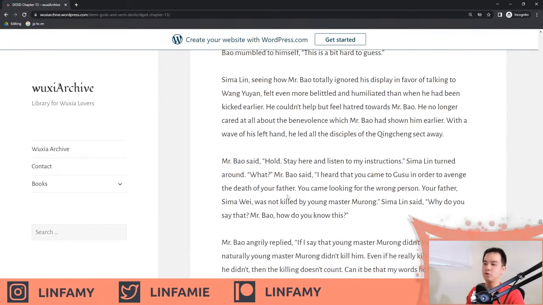Mr. Bao said, Hold! Stay here and listen to my instructions. Sima Lin turned around. What? I heard that you came to Gusu in order to avenge the death of your father. You came looking for the wrong person. Your father, Sima Wei, was not killed by young master Mu Rong. Sima Lin said, Why do you say that? Mr. Bao, how do you know this?